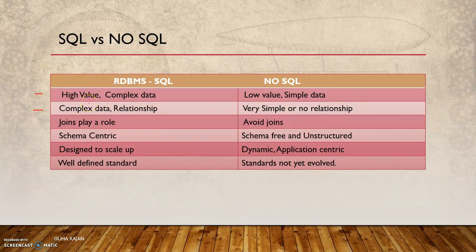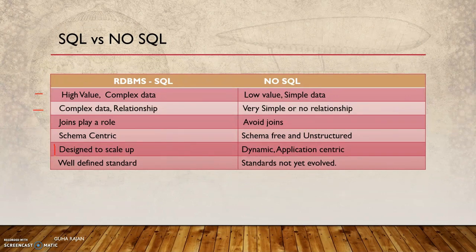Joins play a role as far as the RDBMS, one-to-one, one-to-many. So where there are join conditions between tables, RDBMS is preferred. If there are not many joins, and data redundancy doesn't play a critical role, go for NoSQL. Schema-centric is RDBMS; schema-free, unstructured is NoSQL. This is very important as well.